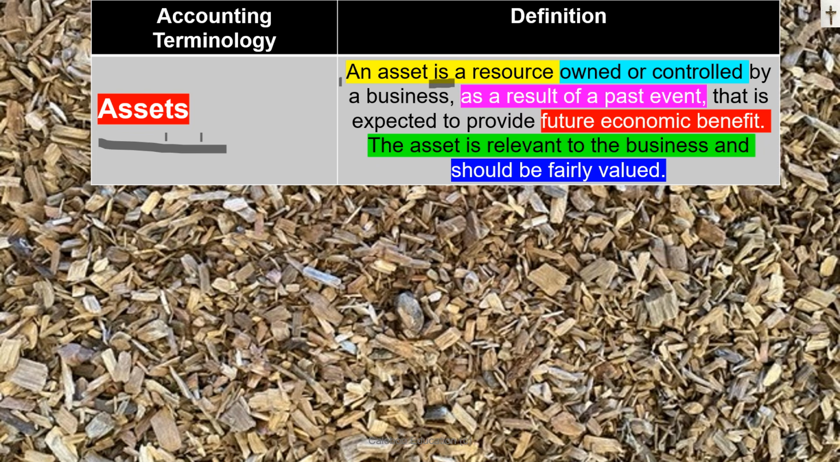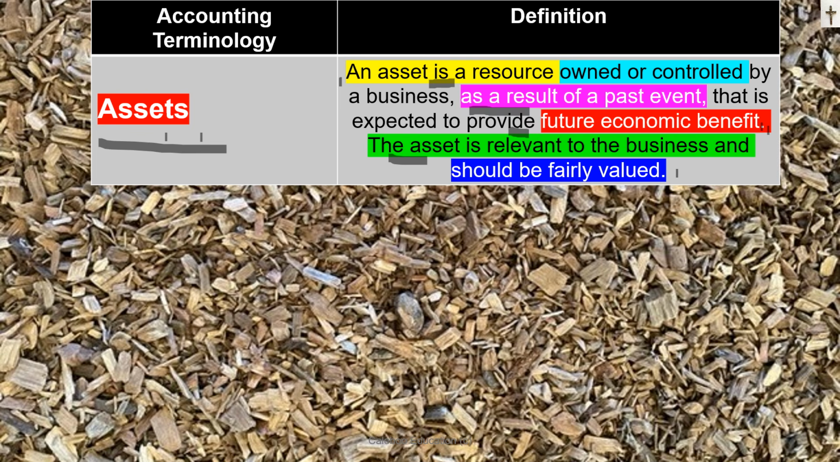We bought equipment, for example, and now we own it as a result of a past event. Simply, the past event means we bought it, and it's expected to provide future economic benefit. We are going to use the equipment to make a profit, future economic benefit. The asset is relevant to the business. We're not going to buy equipment for a different type of business. We're going to buy equipment for our business that we will use in our business.